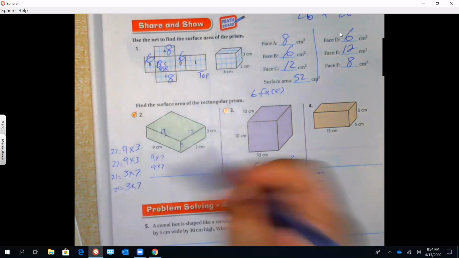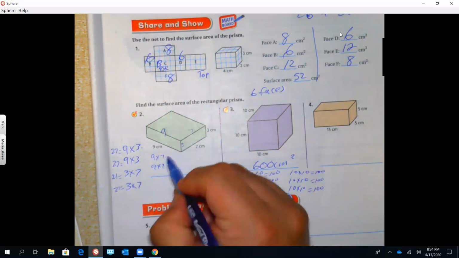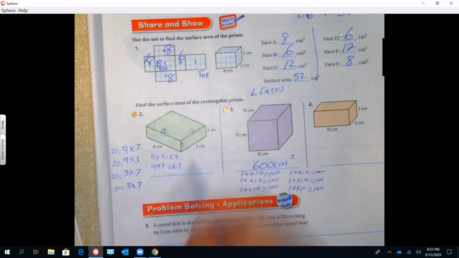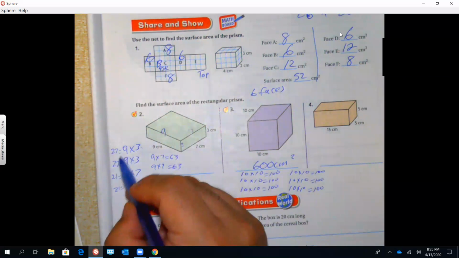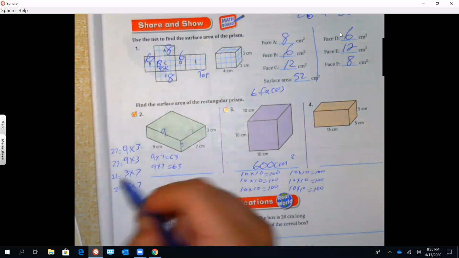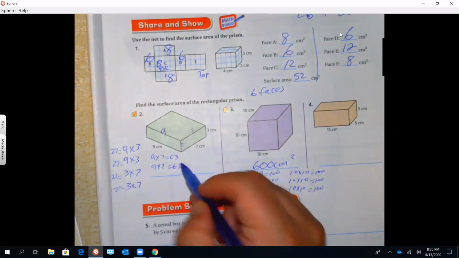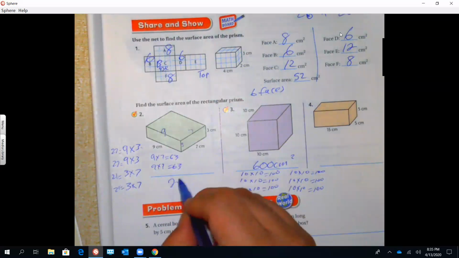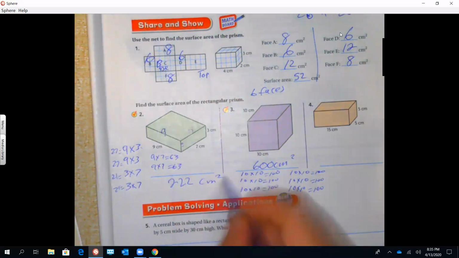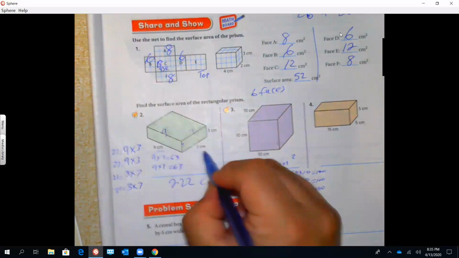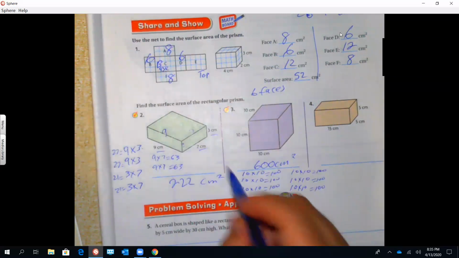That twice. 9 times 7 is 63. And then you add them up. 27 plus 27 plus 21 plus 21 plus 63 plus 63. You should get 222 centimeters squared. Same measurement? Yep. And it's squared because it's in square units.